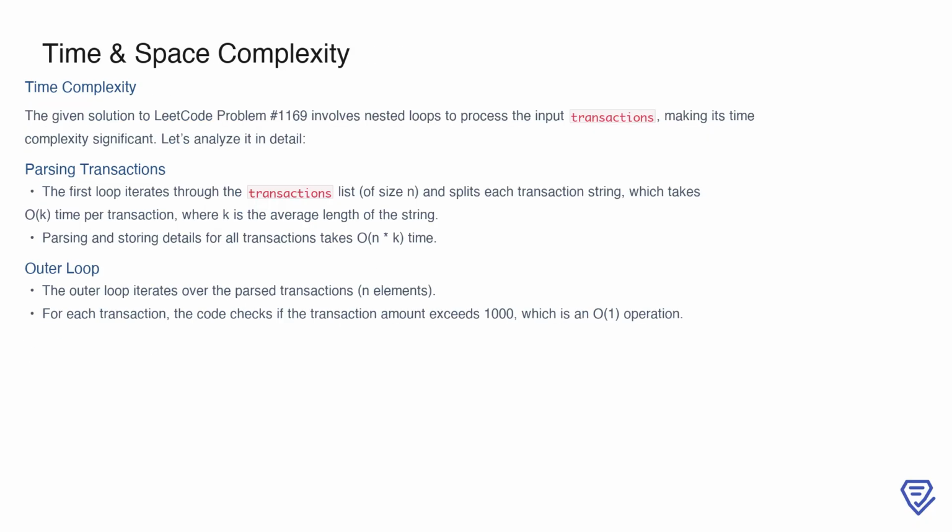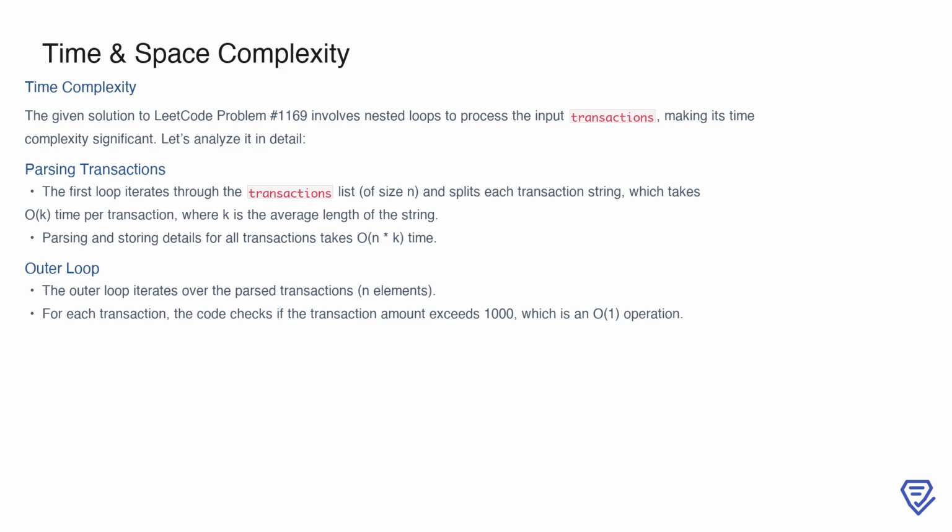Here, we begin analyzing the time complexity of the solution to problem number 1169. The first step involves parsing the transactions. Each transaction string is split into its components, such as name, time, amount, and city. If there are n transactions and each string has an average length of k, the parsing step takes k time per transaction, resulting in n*k for all transactions.